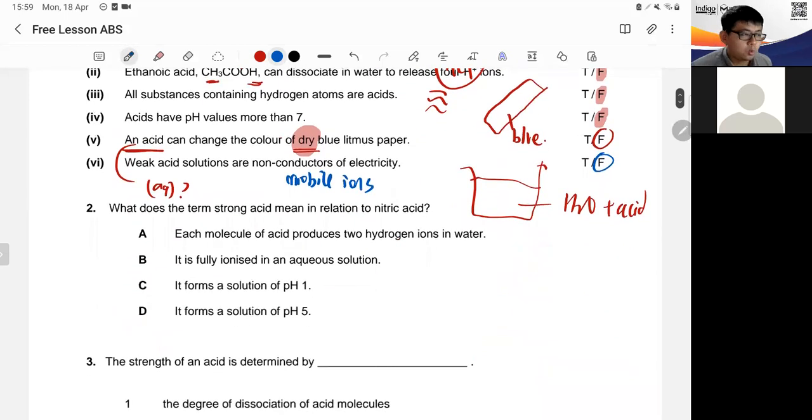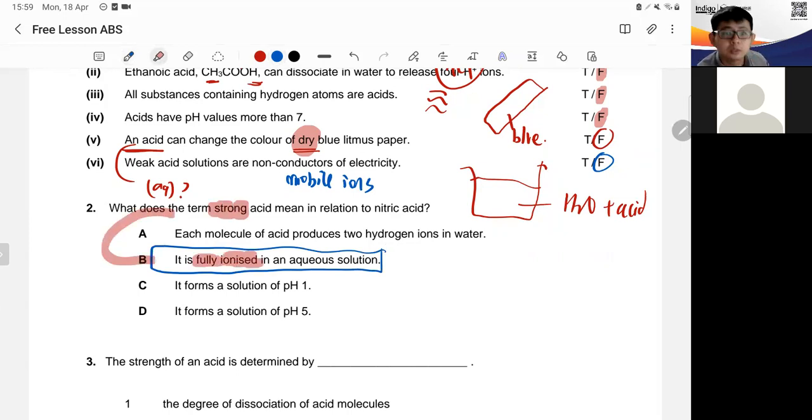Question 2. What does the term strong acid mean in relation to nitric acid? Strong acid means fully ionized. This is my answer. In fact, the moment you see the word strong, you zoom in to the fully ionized. You got your answer already. The answer is B.